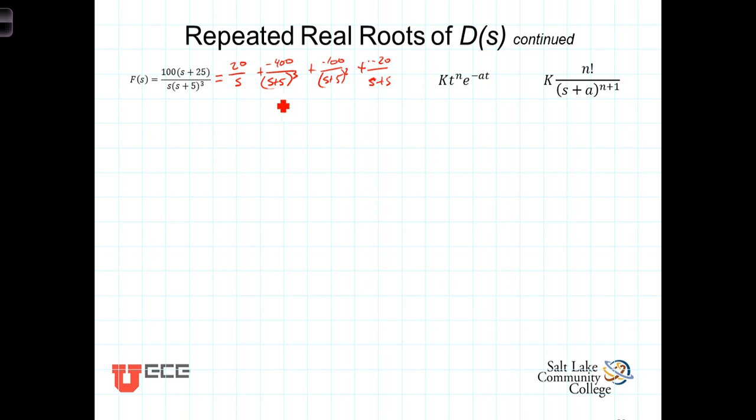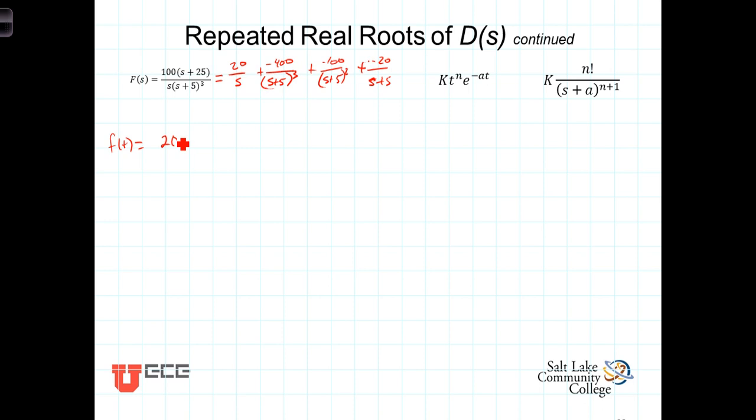We know that this first term, just 20 over s, is going to go to, let's write this, f of t then is equal to 20 times u of t. But all of these are going to have u of t terms in them. So let's just write the u of t term here in just a second. Factor it out and write it for all of them.